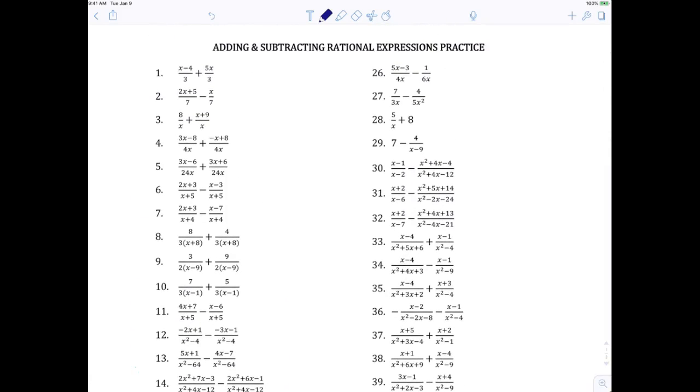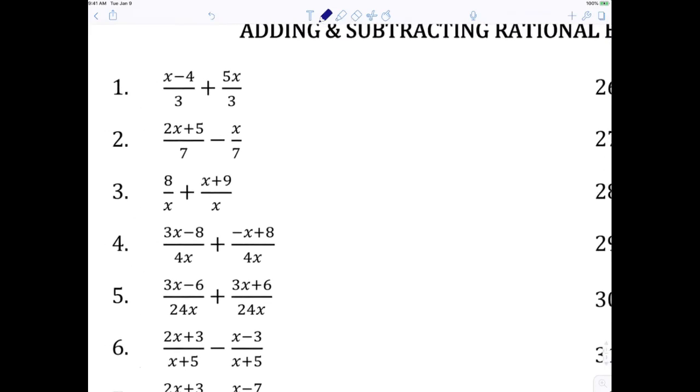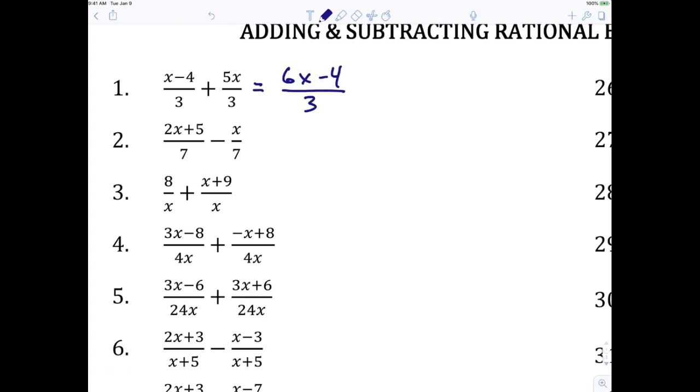All right, I want everybody to look at number 1. Somebody want to give it a shot? What do you think the answer is? Is the answer 6x minus 4 over 3? Exactly. 6x minus 4 over 3. Now, obviously, it has a common denominator, so we're just combining like terms. 5x plus 1x is 6x, minus 4.